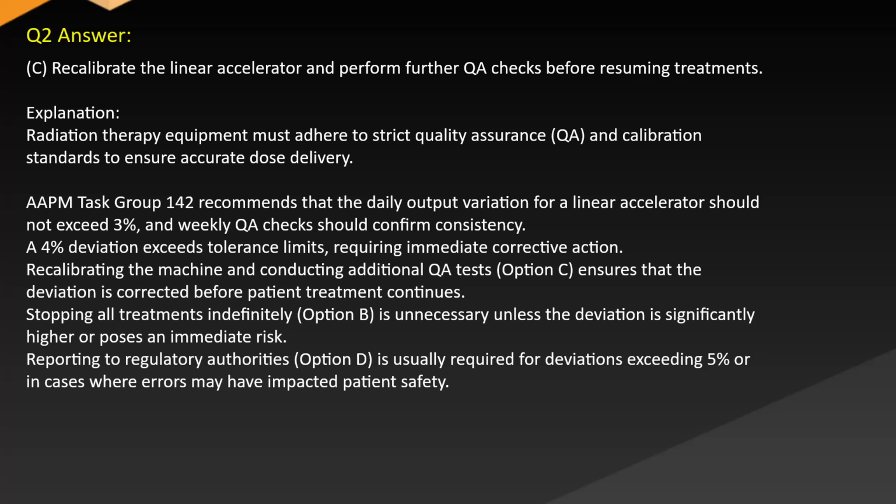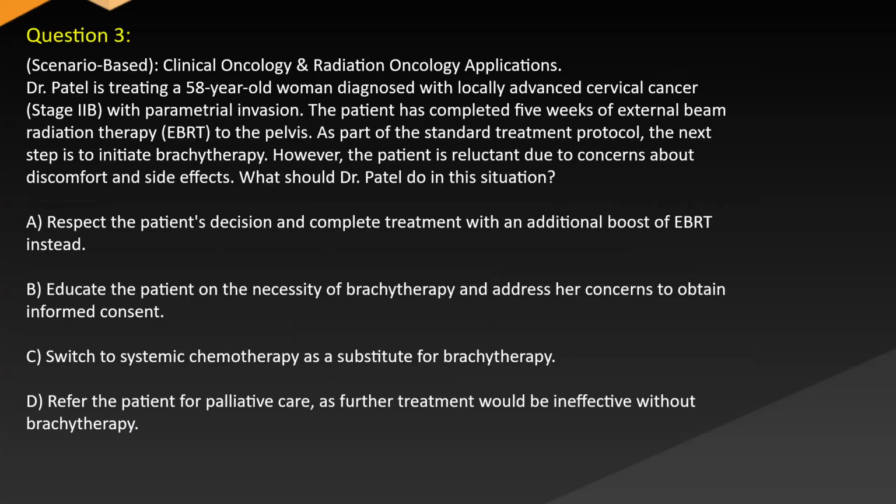Stopping all treatment indefinitely, option B, is unnecessary unless the deviation is significantly higher or poses an immediate risk. Reporting to regulatory authorities, option D, is usually required for deviations exceeding 5% or in cases where errors may have impacted patient safety. Question 3. Scenario-based clinical oncology and radiation oncology applications.